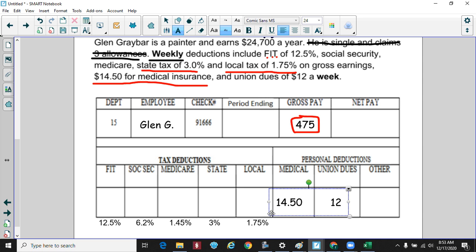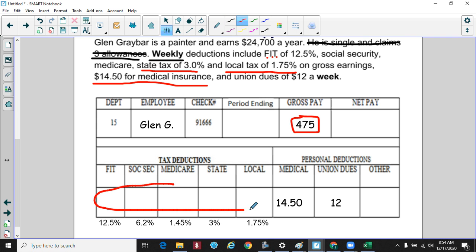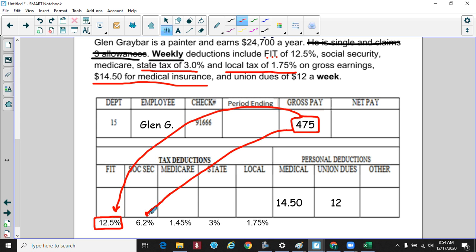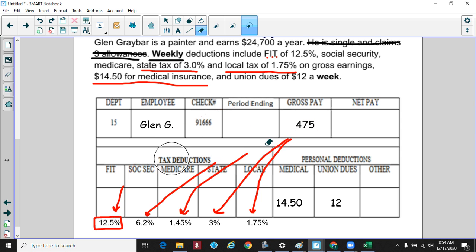Let's work with everything else. Now we have to figure out what is going in all these blank boxes. Very simply, this is what you're going to do. The percentage represents how much of the gross pay they're going to get. So you take the gross pay and multiply it by the percentage to get Social Security, then the gross pay times the percentage here, here, and right there. You're just taking the gross pay and multiplying it by all the percentages. Remember, when you multiply by a percentage, you always move the decimal.